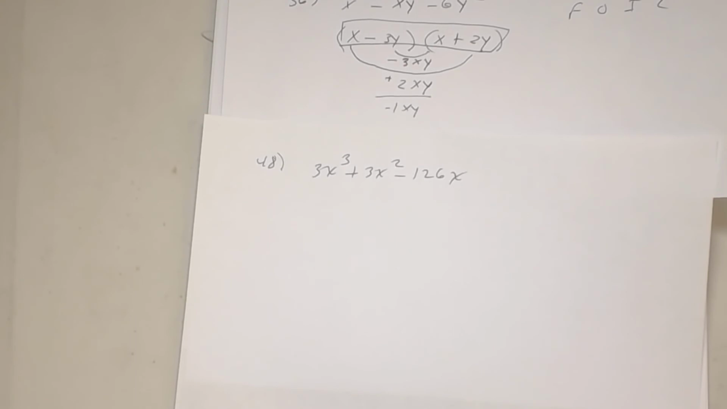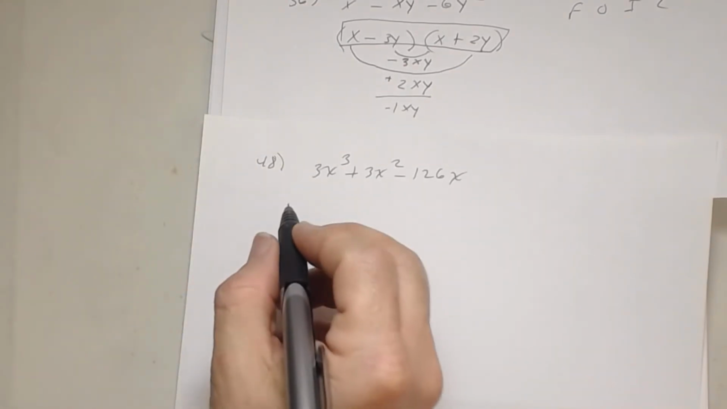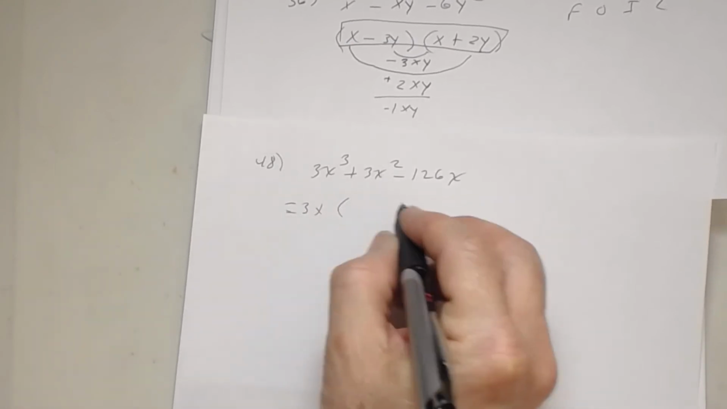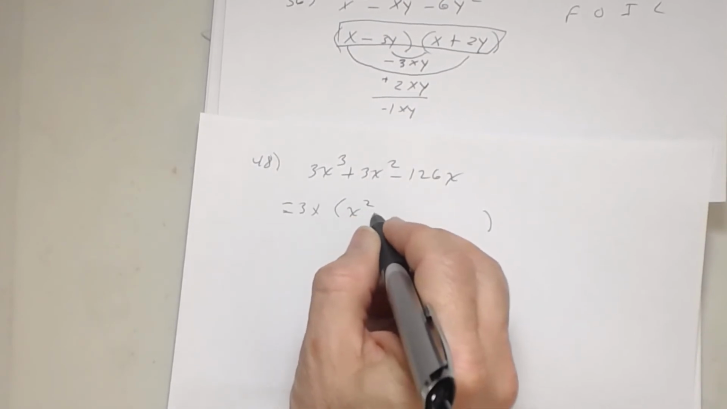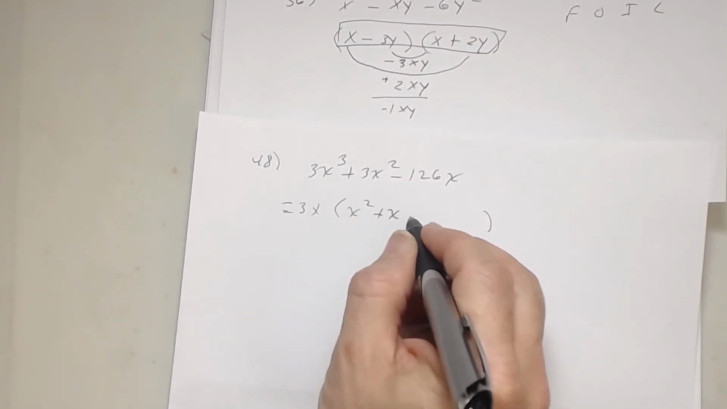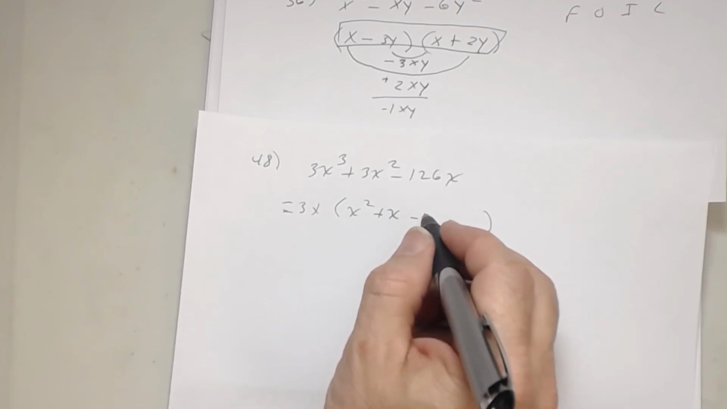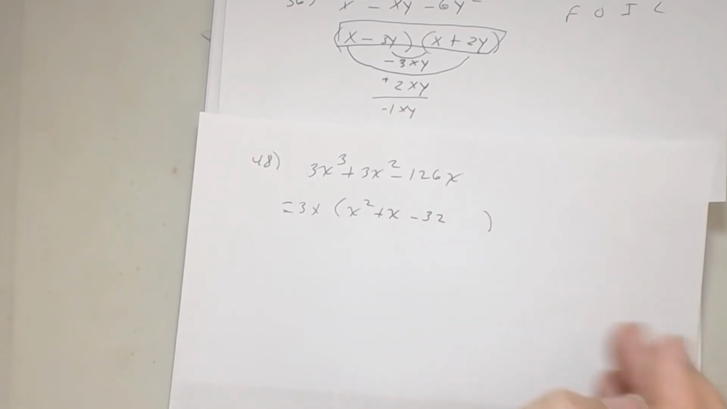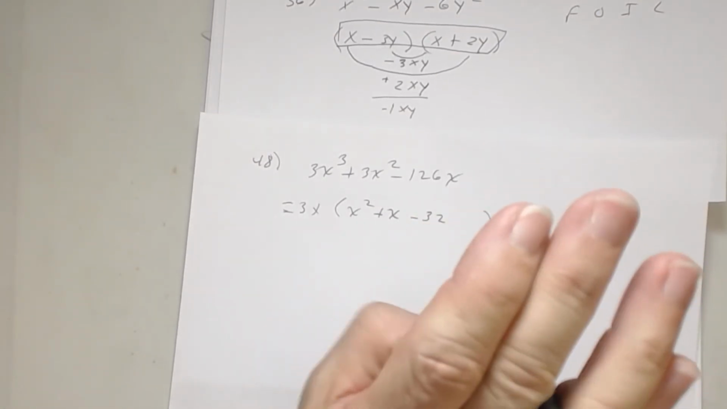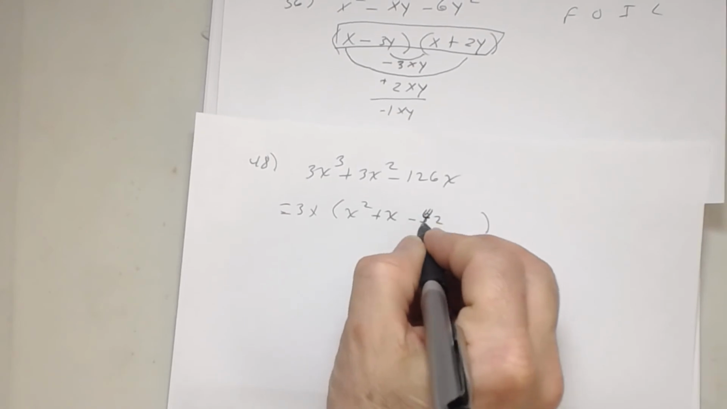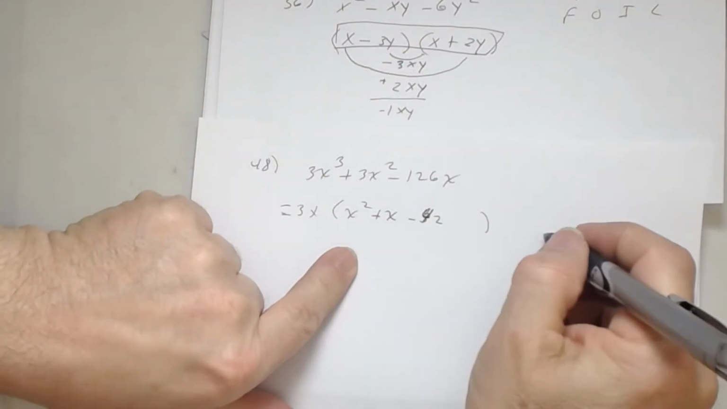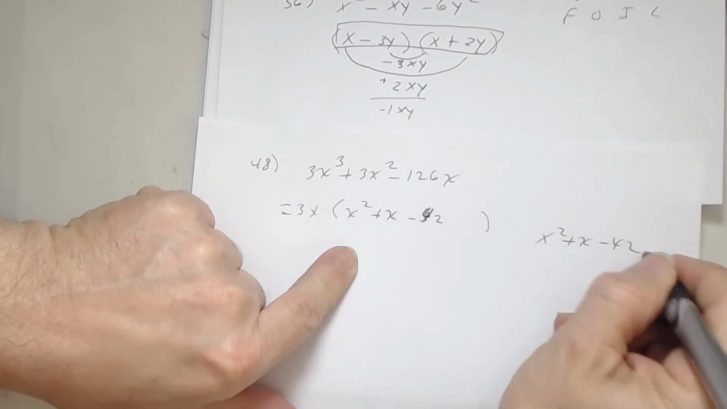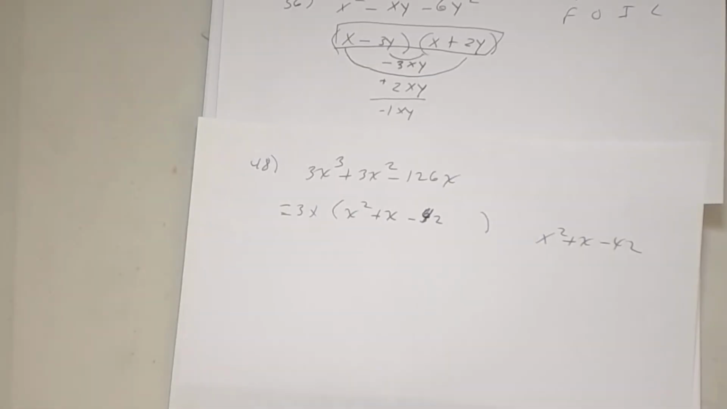GCF? 3x, times what's in the parentheses. x squared plus x minus 32, is that correct? No, not 32, 42. 42, right? 42. Okay, so now we're going to go off to the side and figure out if I can do anything with this x squared plus x minus 42. Okay, FOIL.